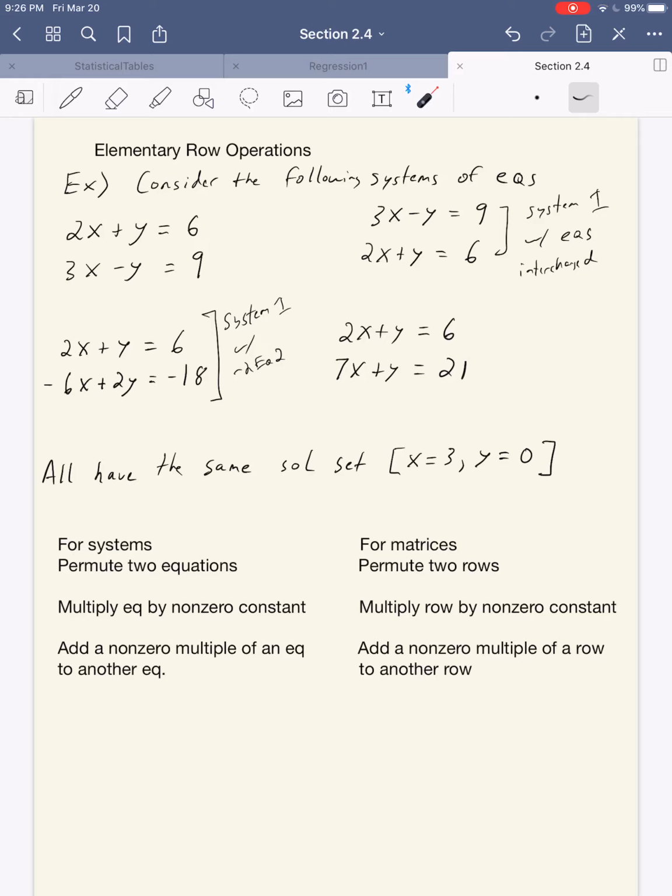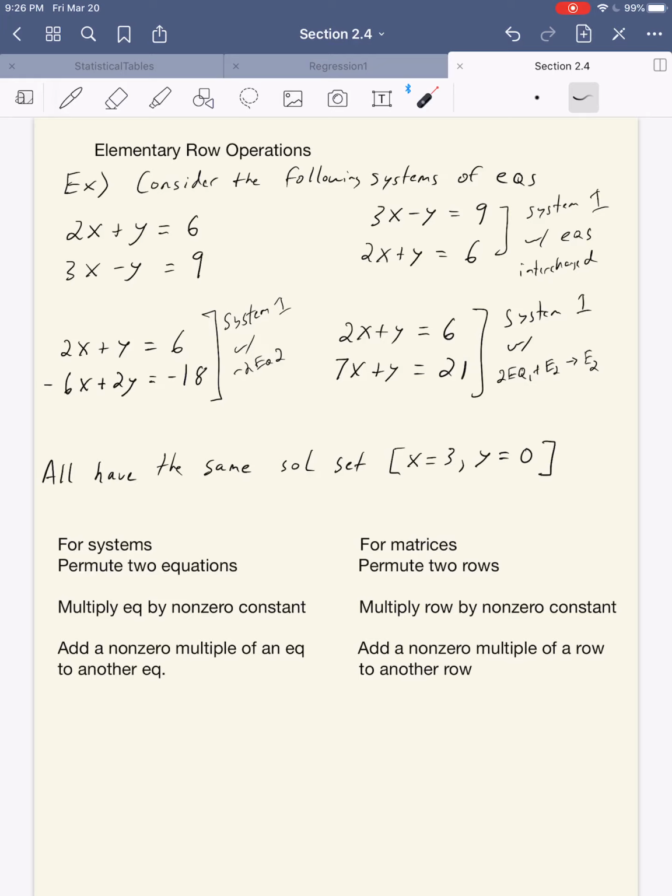What happens if you add that to this equation here? Well, if you add that 4x and 3x, you'd get 7x. If you add that 2y and -y, you'd get that y. And if you take that 12 and add it to 9, you're going to get that 21. So, in other words, this is system 1 with basically taking 2 times equation 1 plus equation 2 and popping it into the slot for equation 2.